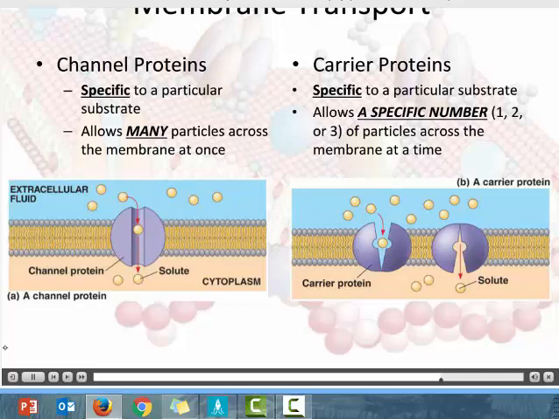Now, once that channel has opened, let's say we're talking about a chemically gated sodium channel. When that chemically gated sodium channel is open, many sodiums can move across the membrane at a time. It's not just one sodium, it's as many sodiums that want to move across the membrane can. This is different from carrier-mediated diffusion. In carrier-mediated diffusion, we are going to allow only 1 or 2 molecules across at a time.